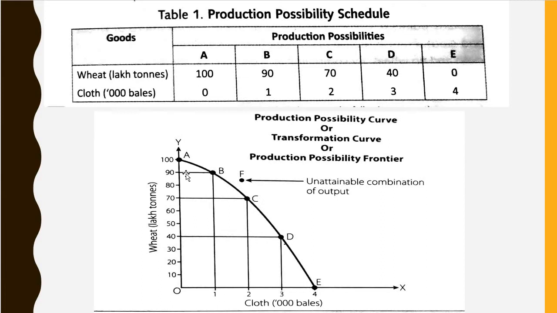Combination B, 90 units of wheat and 1 unit of cloth. Combination C, 70 units of wheat, 2 units of cloth. Combination D, 40 units of wheat and 3 units of cloth. Combination E, 0 units of wheat and 4 units of cloth. So this is how a production possibility curve is to be made. This is your production possibility curve, this particular line.